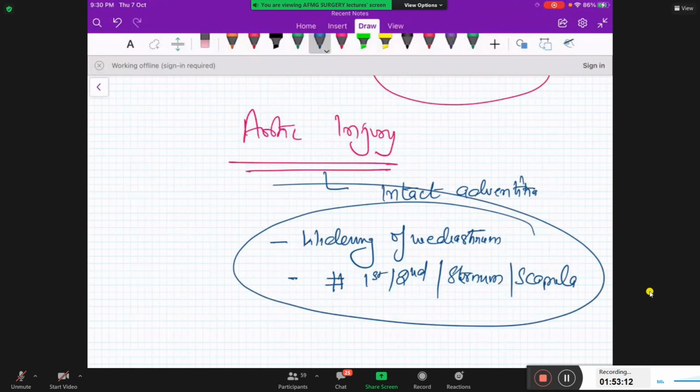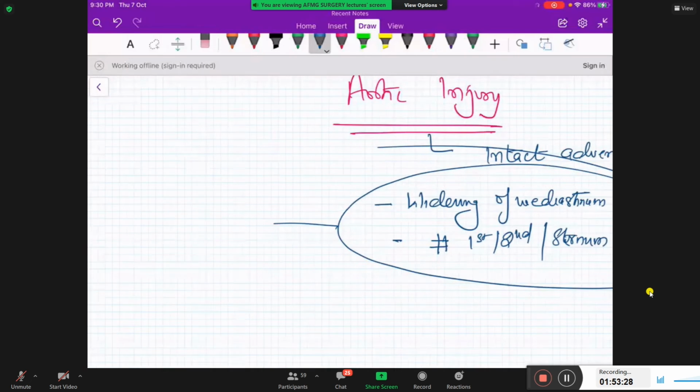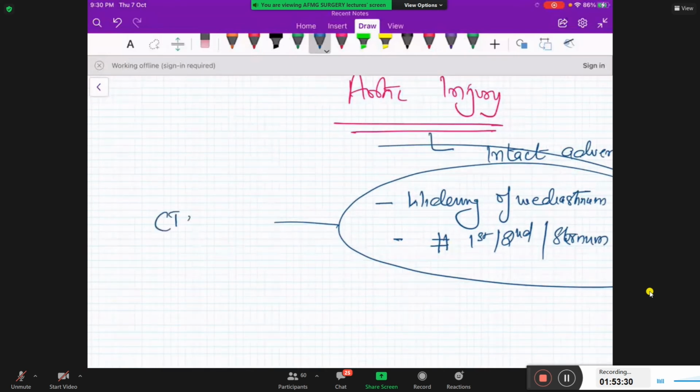So in any patient of trauma, if you find a widened mediastinum on chest X-ray or fracture of first, second rib, sternum or scapula, this is a very important clinical clue in a given question in your exam to think about aortic injury. And whenever you find this, you have to do CT angio. So the investigation of choice for aortic injury is CT angiography. Any such patient who comes to you, you have to do a CT angiography.